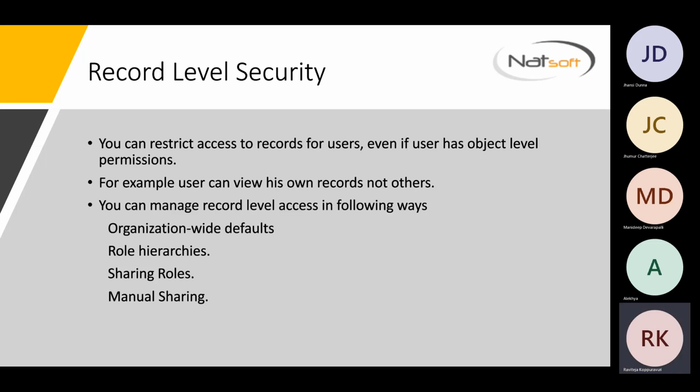Record level security: you can restrict access to records for users, even if the user has object level permissions. For example, a user can view his own records, not others. We can manage record level access in the following ways: organization wide defaults, role hierarchies, sharing rules, manual sharing.